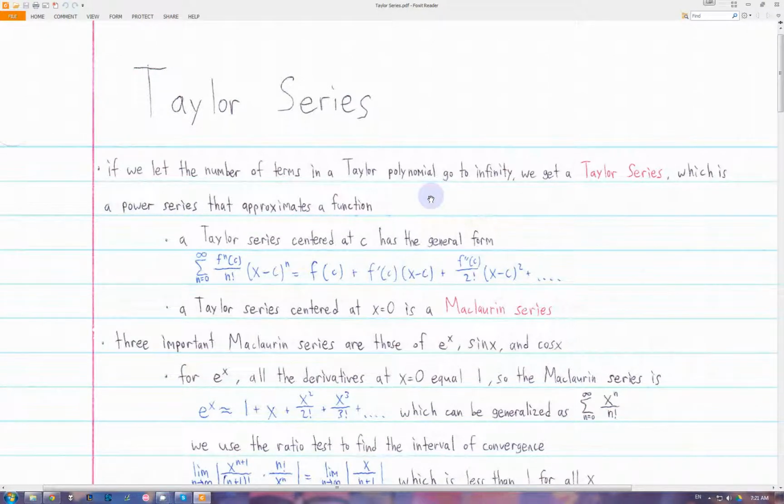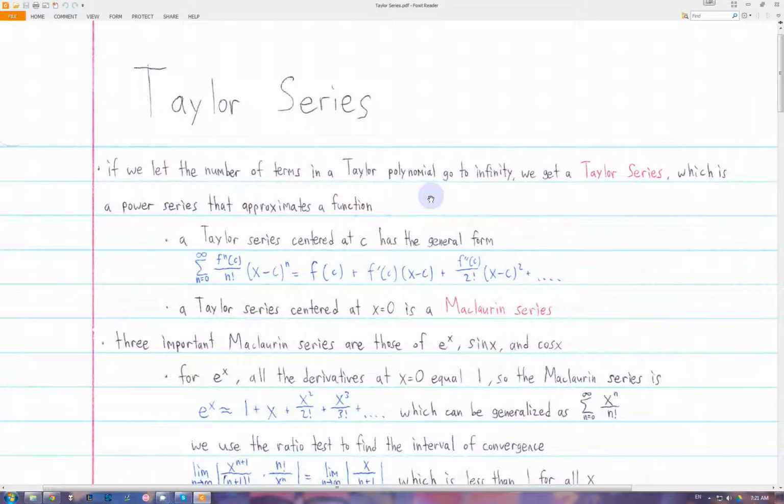So when we were working with Taylor polynomials, as we took more and more terms, the approximation became more and more accurate. So why not just take an infinite number of terms? Then the Taylor polynomial becomes an infinite series called a Taylor series. And a Taylor series is a type of power series because it has the variable x in it. And it turns out if we can find any power series representation for a function, then it's the same thing as the Taylor series on that interval.